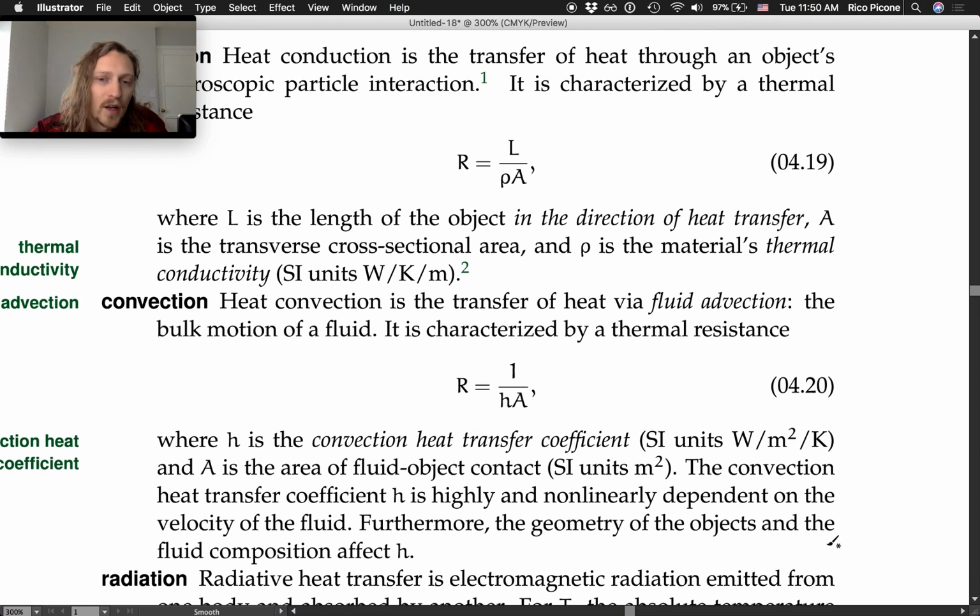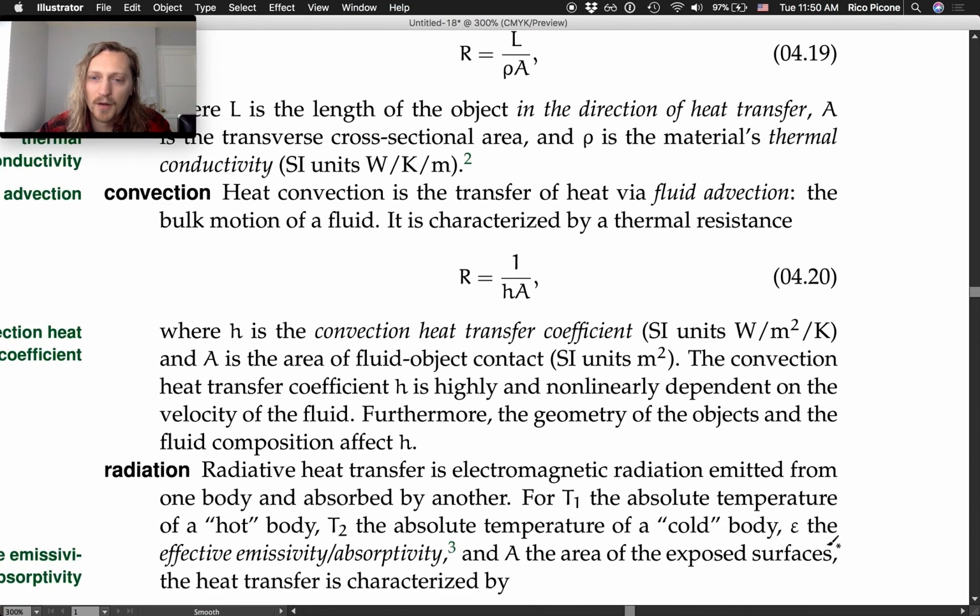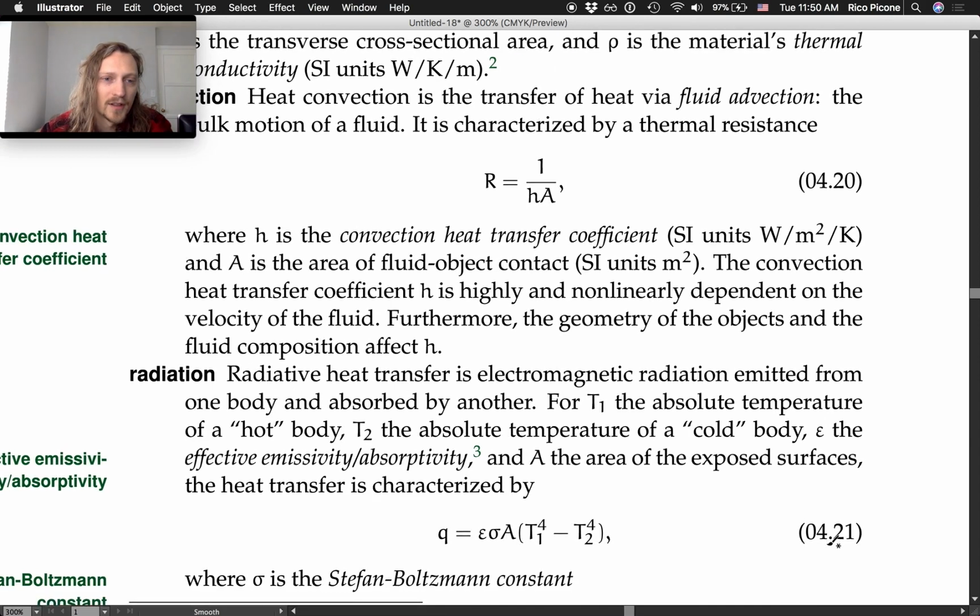So although it looks like convection is really easy to model as a linear resistor, well, to a point. It has this h coefficient in it, which is a really tricky parameter to approximate, and you spend a lot of a heat transfer course talking about h.